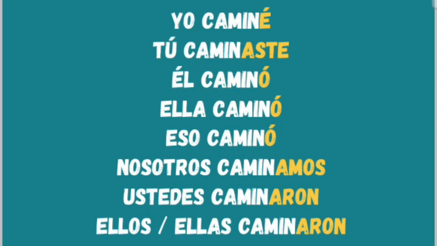We walked, nosotros caminamos. Now, if you want to say you walked in the plural form, then in Spanish you have to say ustedes caminaron. And finally, we're talking about the personal pronoun they. If you're talking about a group of men, then you have to say ellos caminaron. They walked. And if you're talking about a group of women, then you have to say ellas caminaron.